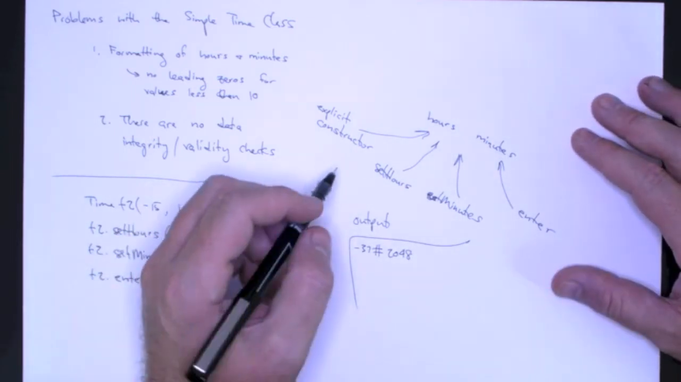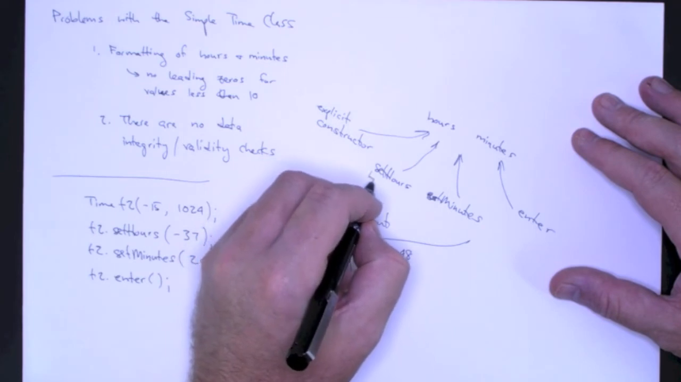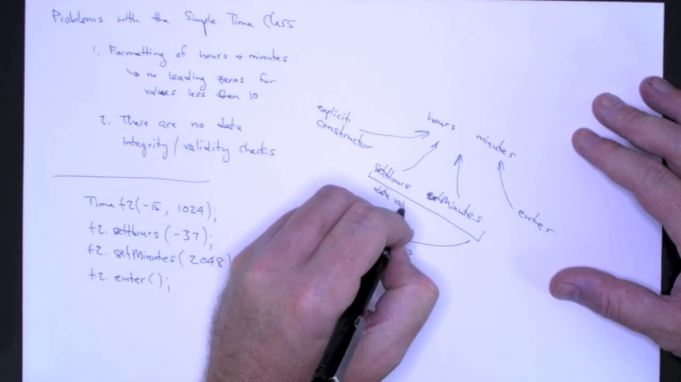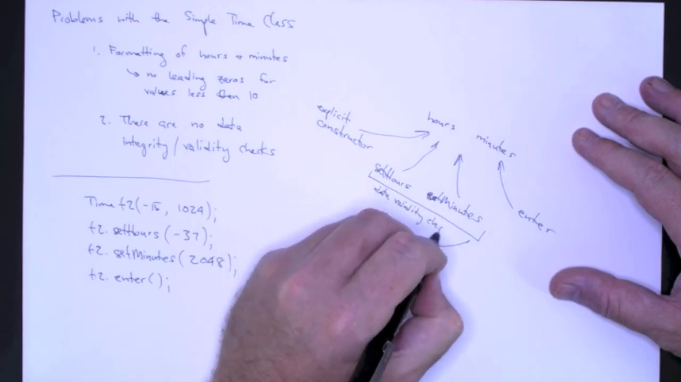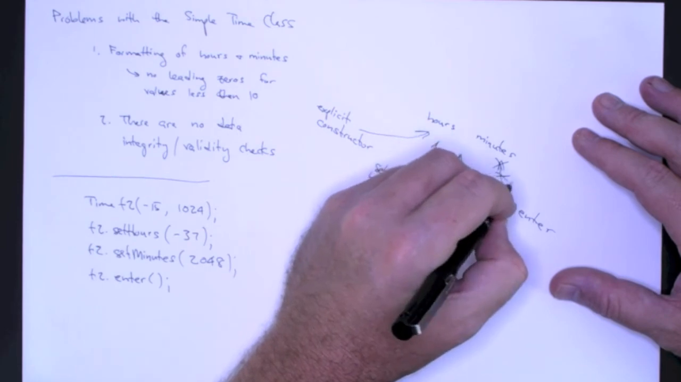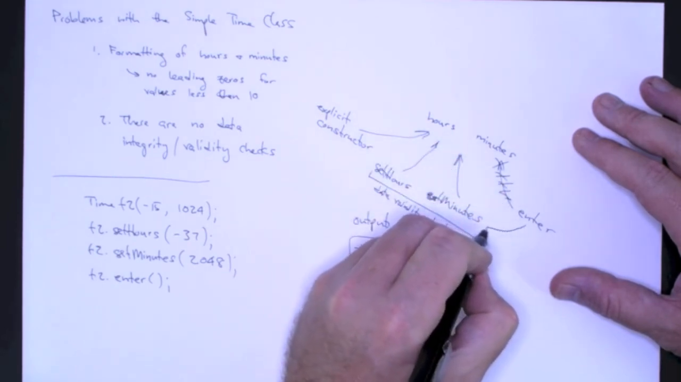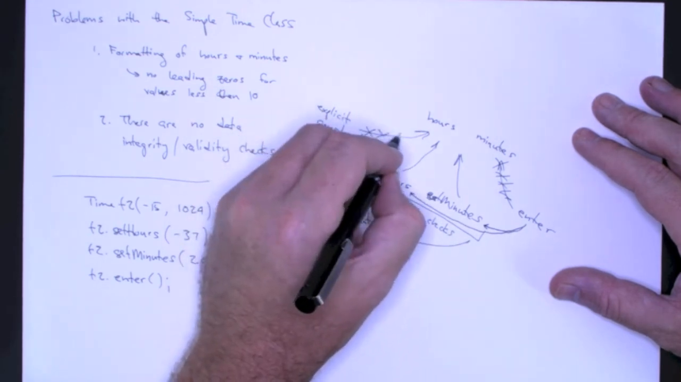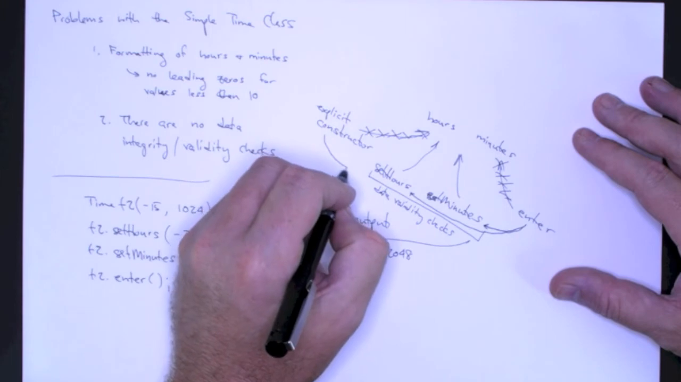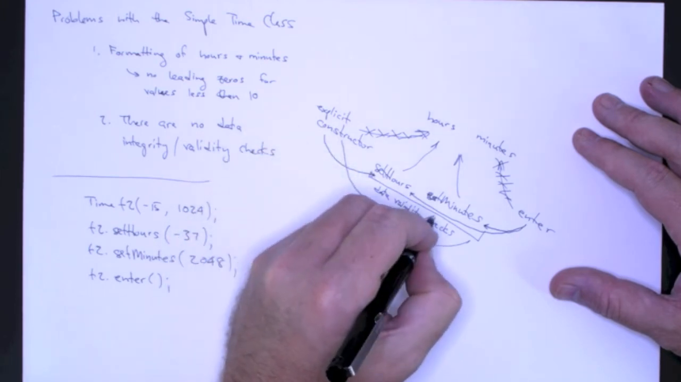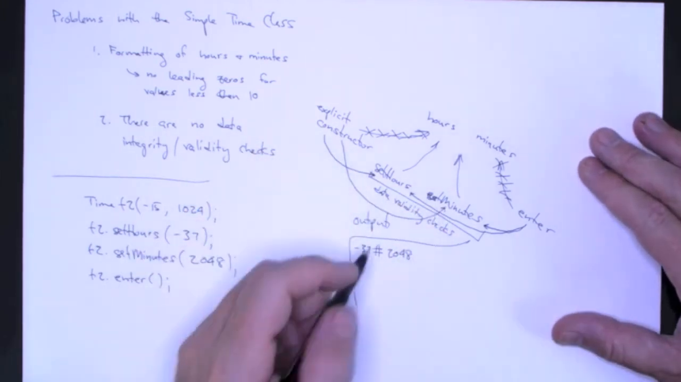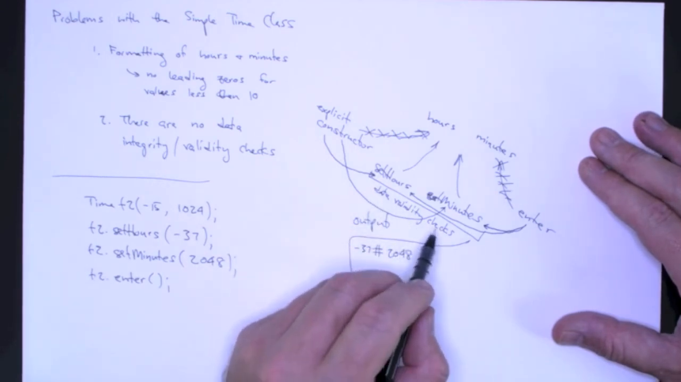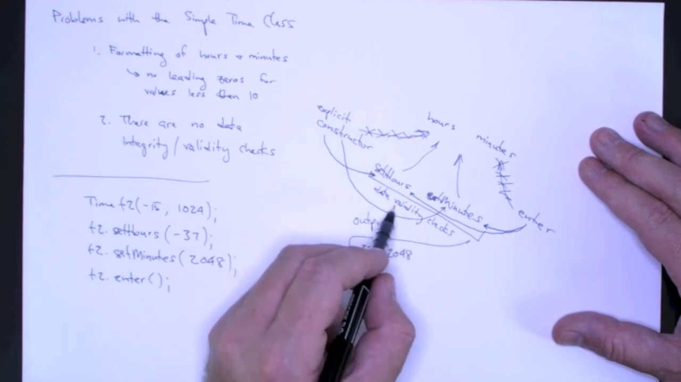What I'm going to actually do is implement my data validity checks here. And then I'm going to make sure that enter calls set hours and set minutes. I'm also going to make sure that my explicit constructor calls set hours and set minutes. And here's why I'm going to do that. I only want to implement my data validity checks in one place. I don't want to implement them more than once if I can avoid it.